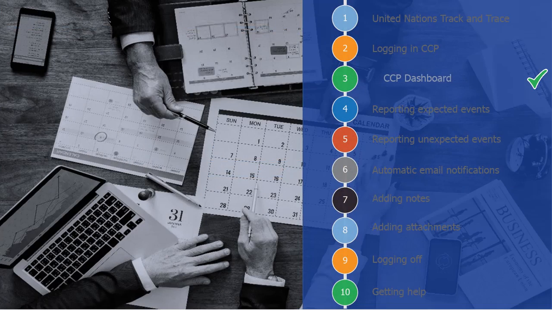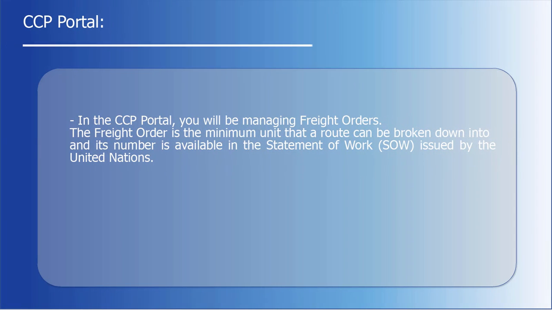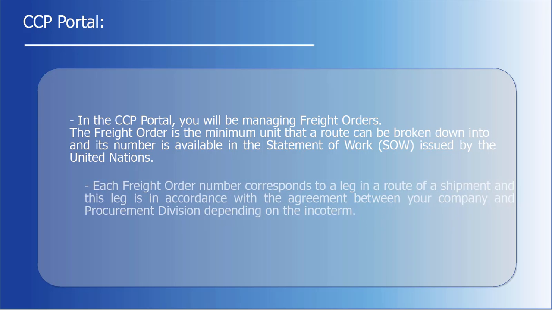The Carrier Collaboration Portal Dashboard, or CCP dashboard. In the CCP portal, you will be managing freight orders. The freight order is the minimum unit that a route can be broken down into, and its number is available in the Statement of Work (SOW) issued by the United Nations.